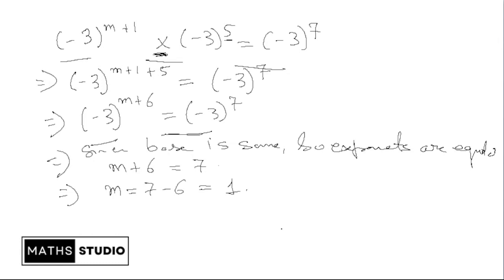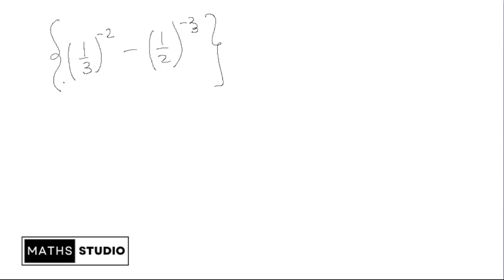Now let us come to another example, a more terrifying one. So 1 by 3 to the power minus half minus 1 by 2 to the power minus 3. This whole bracket close divided by 1 by 4 to the power minus 2. Can it get more difficult? Yes, of course it can, but as of now we'll go with this one only.